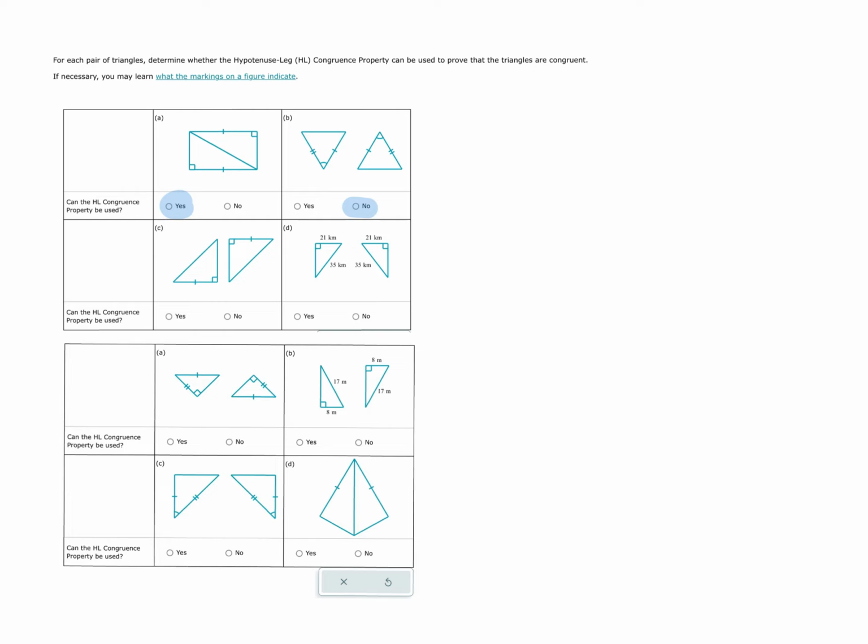Down here, again, right triangles. It looks like we have a leg that's the same, but I don't know about their hypotenuse. So, no.